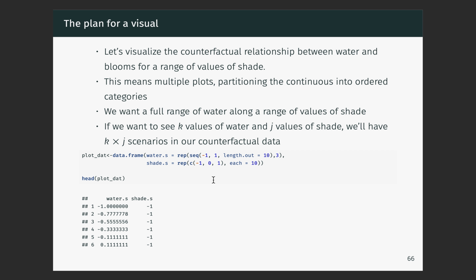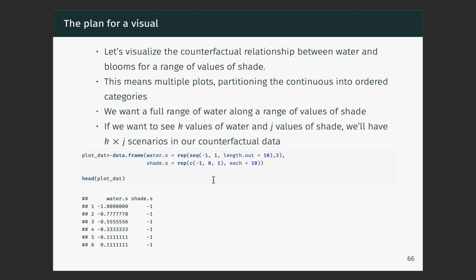So the plan is to visualize the counterfactual relationship between water and blooms for a range of values of shade. And this is going to mean multiple plots. Because water and shade in theory could take on infinite numbers of values between -1 and 1, what we need to do is split that up into a discrete number of categories for one of the variables. Because we're focused on water here, we're going to break shade into a fixed number of ordered categories. So we're going to say, okay, it ranges from -1 to 1.